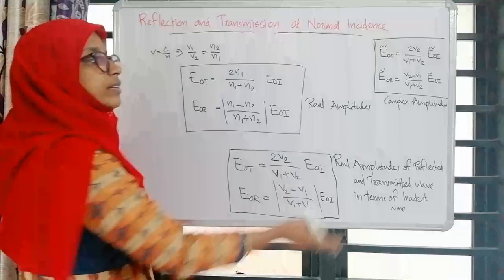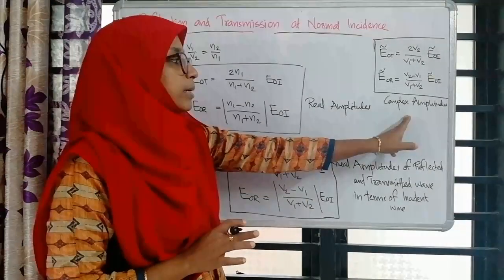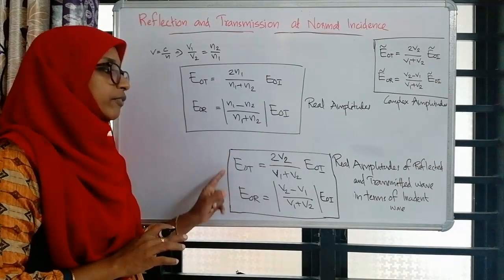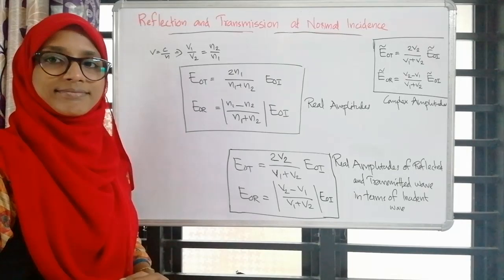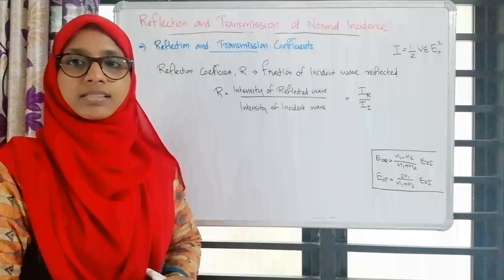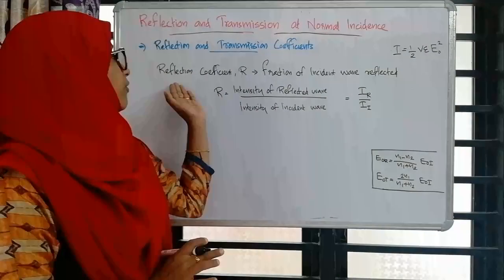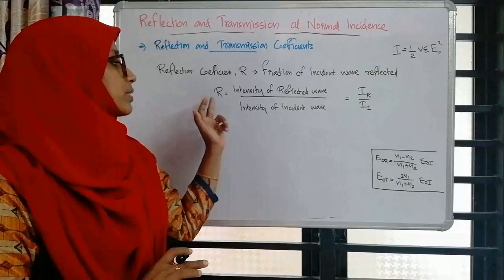So we have derived three sets of relations with the amplitudes: one with the complex amplitude and the real amplitude, in terms of velocity and in terms of refractive indices. Next, we can discuss the reflection and transmission coefficients. That is, the reflection coefficient is the fraction of incident wave reflected, which is represented using R.